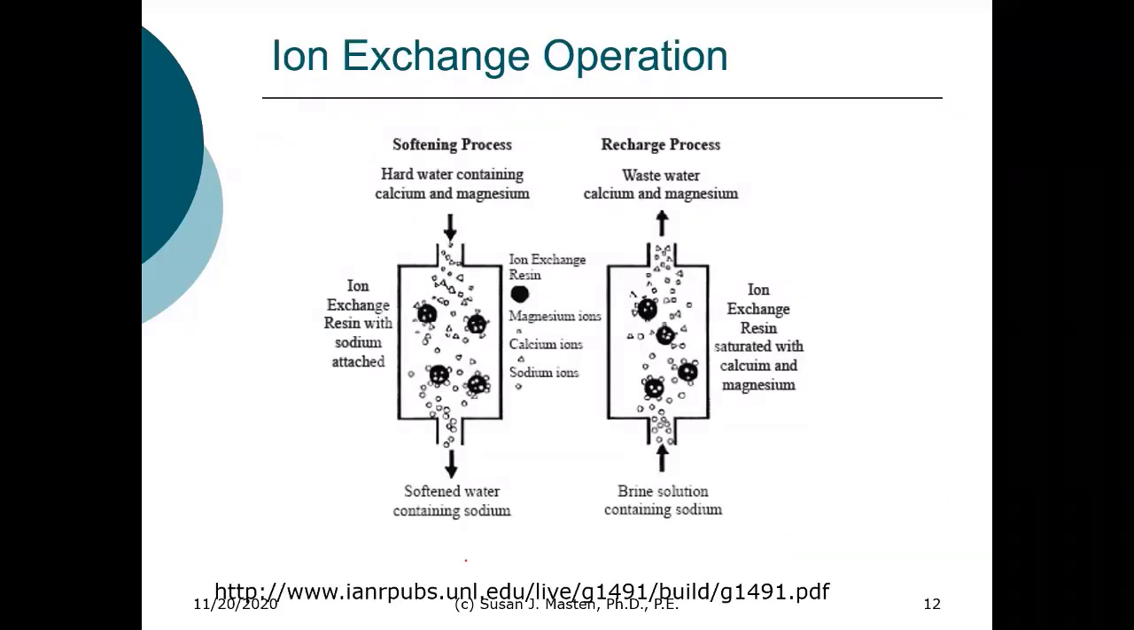This is just a schematic trying to show essentially what I've been talking about. So for instance, in a softening process, you start with a water containing calcium and magnesium. You start with a resin in a sodium mode. So what happens is as we pass the water through, the softened water contains sodium and the resins now contain calcium. So the sodium is released and is exchanged for calcium.